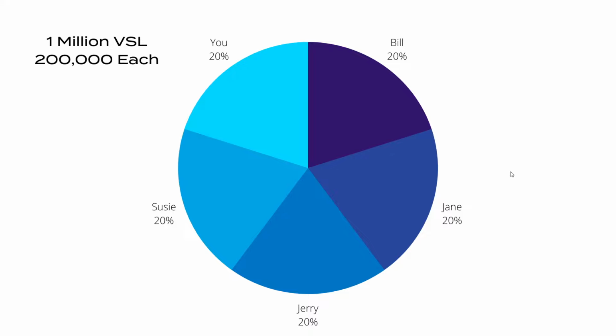Which means if, let's say that the rewards, the royalties that were going to be paid out in VSL, let's say that there was 1 million VSL to be paid out. If you each have 20%, you each are going to end up with 200,000 VSL each.